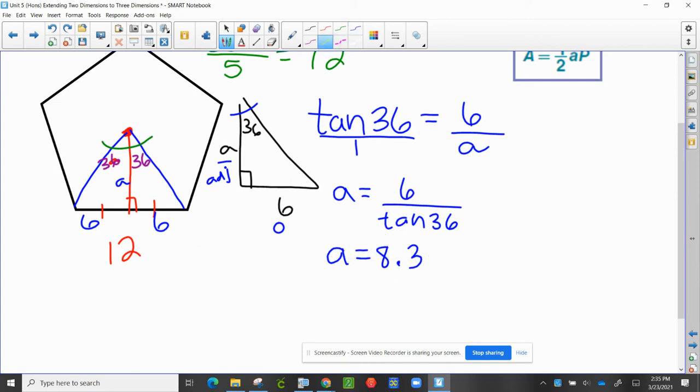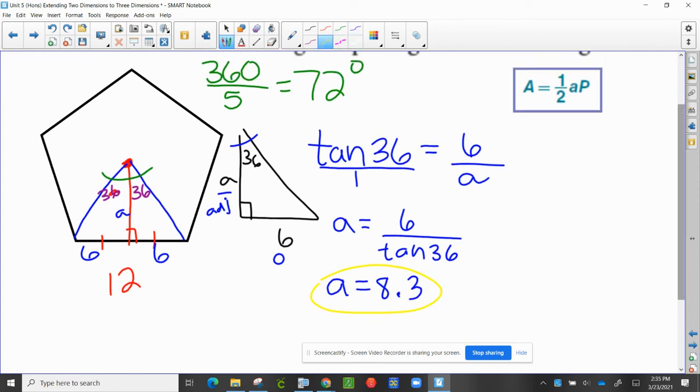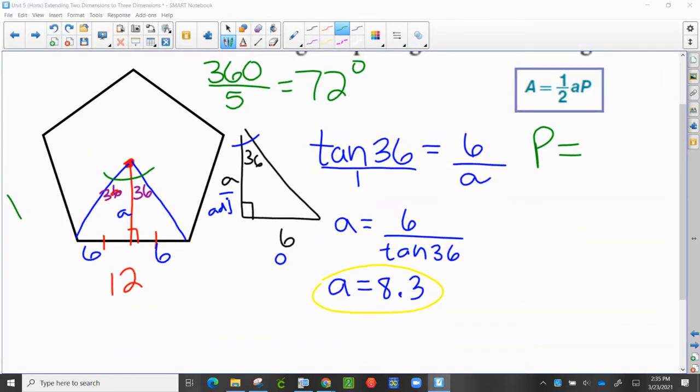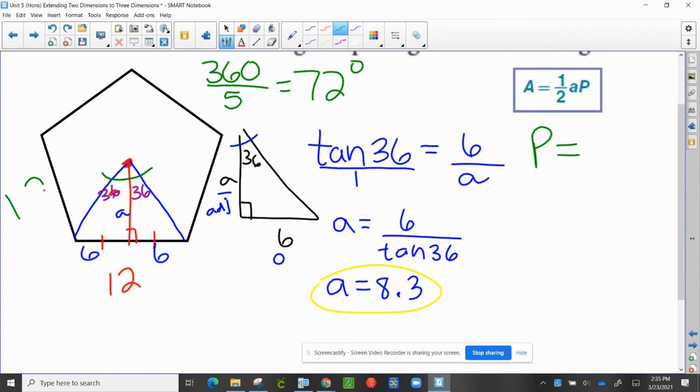So I need this for my formula. The other thing I need to find in the formula is our perimeter. So let's do that next. Now, perimeter means you add all sides. Well, remember, this is a regular pentagon. So if one side is 12, that means all sides are 12. So we can just take 12 times 5, our 5 sides, and get our perimeter to be about 60.